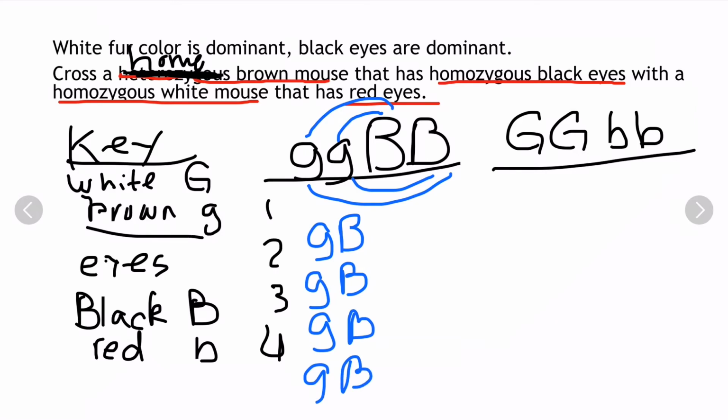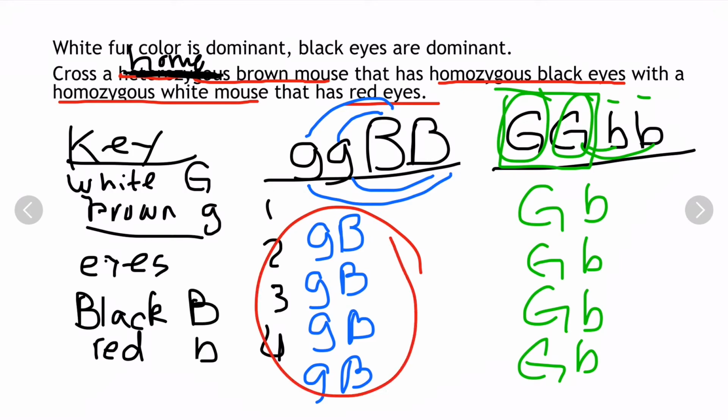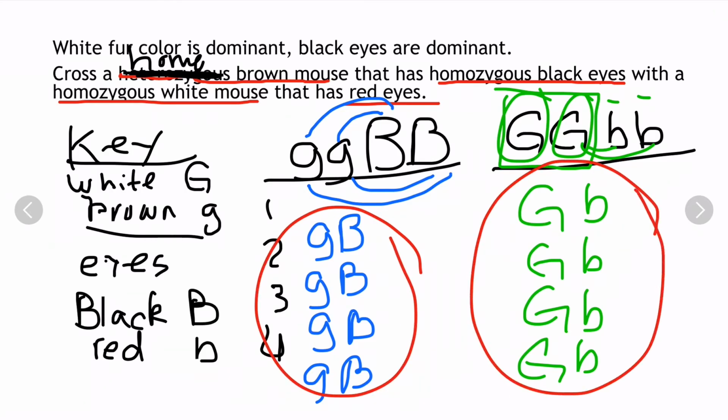That's an easy one. Remember, the other way you can think about this is 2 separate genes, 2 separate sets of alleles. I can combine this big G with both of these little b's. That would give me big G, little b, big G, little b. And I can combine this other G with both of these little b's. Big G, little b, big G, little b. So now I have my 4 gametes for each parent.